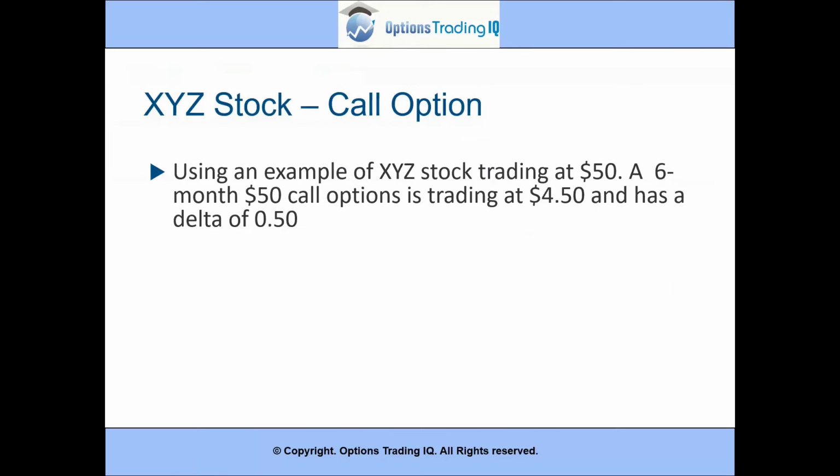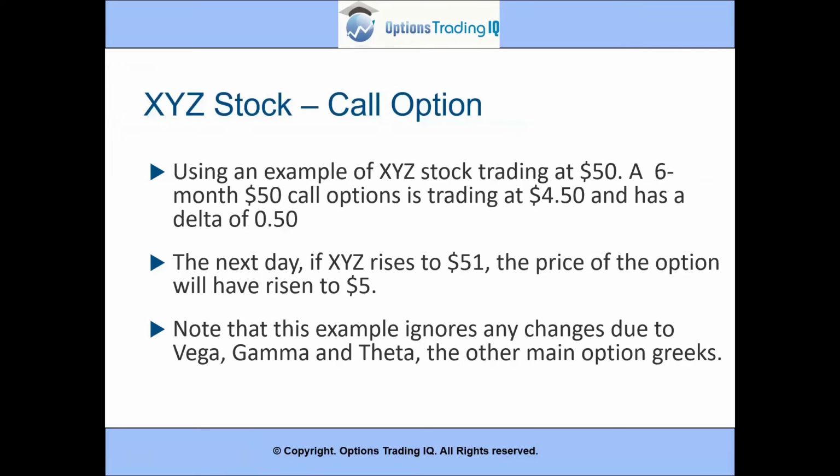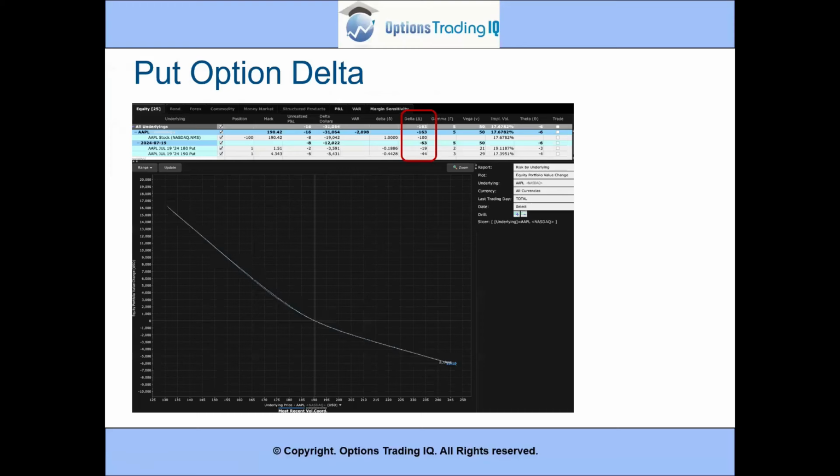Using an example of XYZ stock trading at $50, a 6-month $50 call option is trading at $4.50 and has a delta of 0.50. We say 50 delta for short. The next day, if XYZ rises to 51, so a price rise of $1, the price of the option will have risen to $5, so a rise of 50 cents. Note that this example ignores any changes due to vega, gamma, and theta, which are the other main option Greeks.